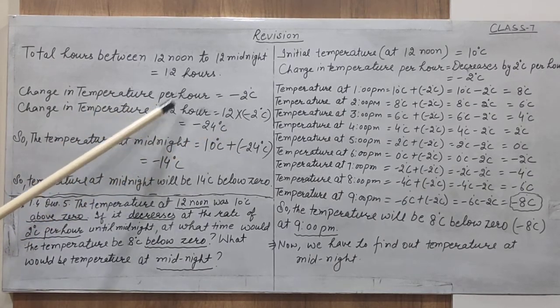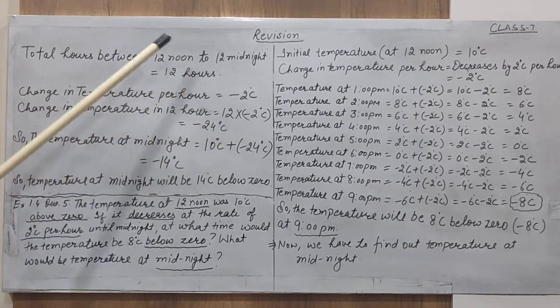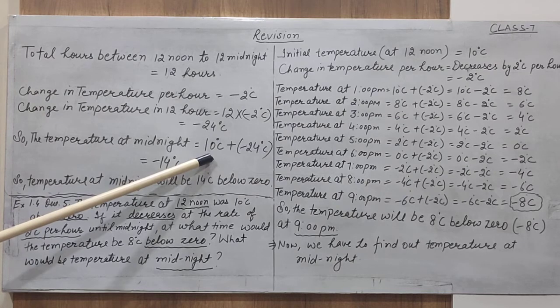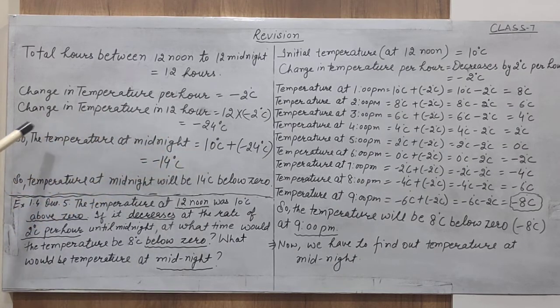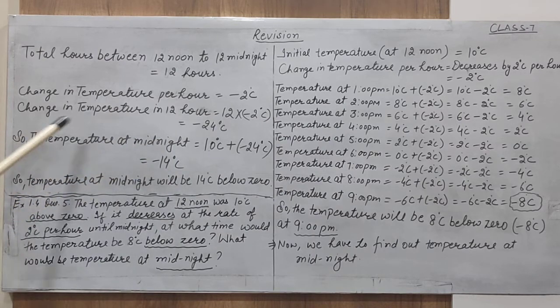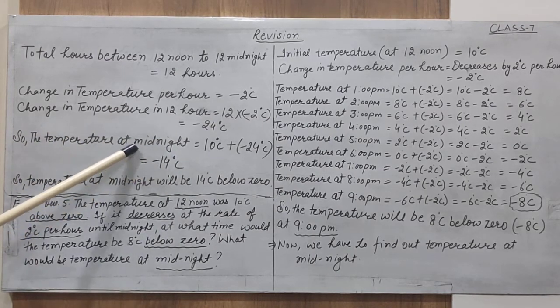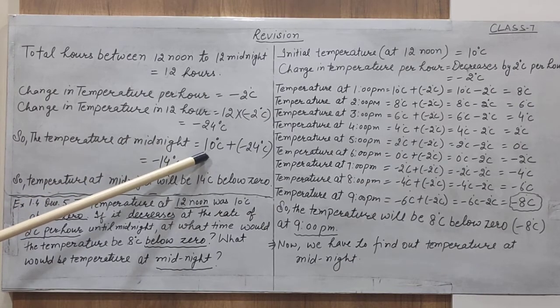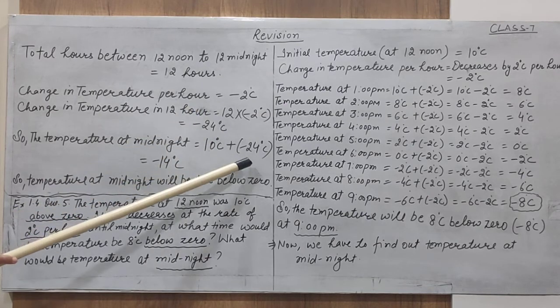Ki 12 ghante mein decrease kitna hua. But starting kitna tha? Starting 0 nahi tha. Starting humare paas tha 10 degree Celsius. Alright. So the temperature at midnight means the total temperature, kitna hua. Initial temperature is 10 degree Celsius. And how much decrease? Minus 24 degree Celsius.